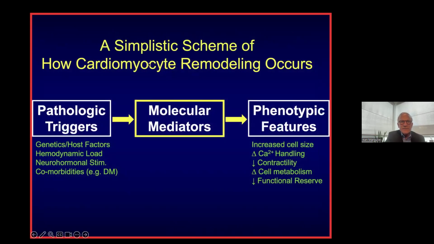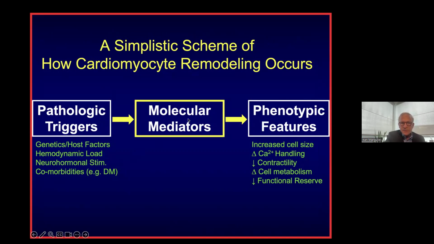I tend to think of cardiac myocyte remodeling as occurring with a combination of three basic steps. There are pathologic triggers, there are molecular mediators, and there are phenotypic features that I just highlighted two slides ago. The pathologic triggers are the ones we mentioned at the beginning of this talk: genetics and host factors, hemodynamic load, neurohormonal stimulation, and comorbidities.